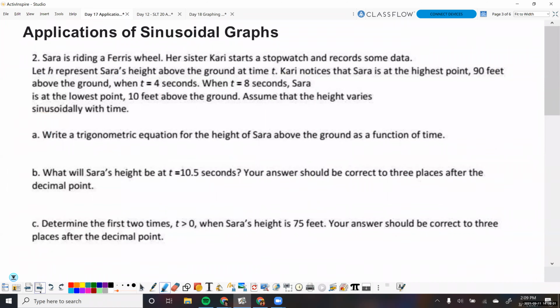Okay. This is what we're going to do today. We are going to do 2 more problems that are application problems. We're going to do 1 Ferris wheel and we're going to do 1 tide. So go ahead, read number 2. It's on the next page. And sketch a graph. After you sketch your graph, go ahead and work on letter A and click done when you're done, or type to me done when you're done.